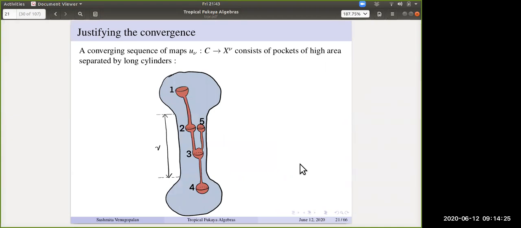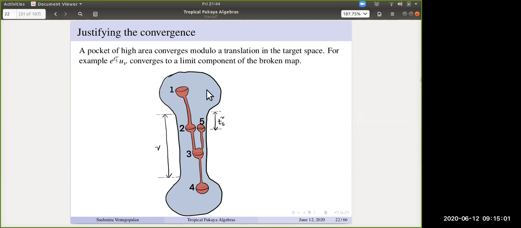And yeah, this is another useful picture, which is that if you look at a converging subsequence from mu close to infinity, the maps look like this. So they are small packets of area separated by long cylinders with small area. And these cylinders eventually become nodes. So they basically wrap around the divisor an integer number of times. Right, and the components in the neck region, they converge in the target space modulo translation in the target space. For example, in this picture, e to the t phi nu e nu converges to a limit component of the broken map.